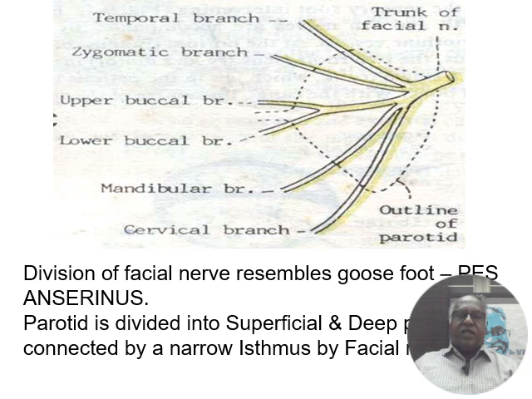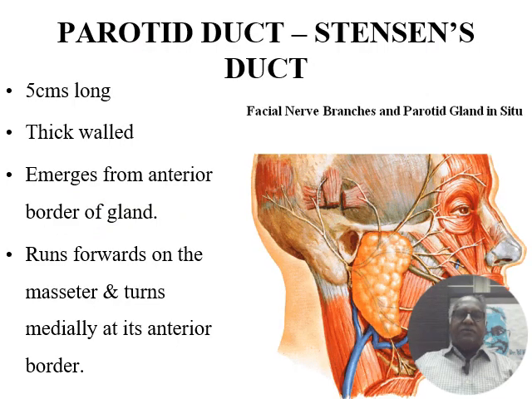So here you see the division of the facial nerve within the parotid gland, and it gives the appearance of pes anserinus, like the webbed fingers of a bird. That's called pes anserinus.